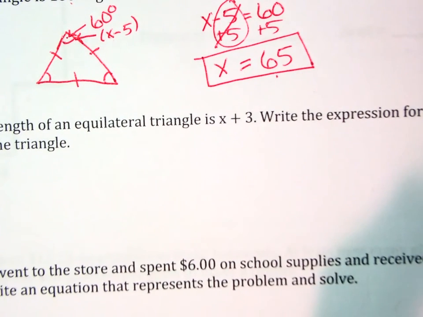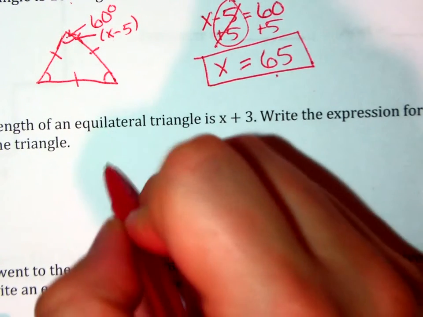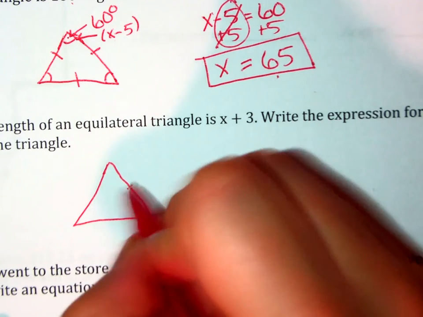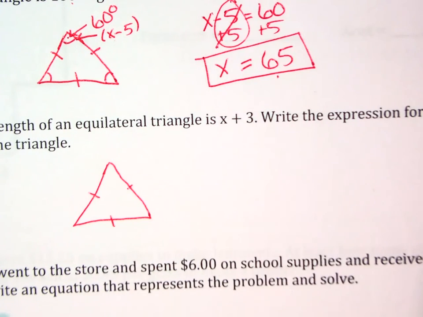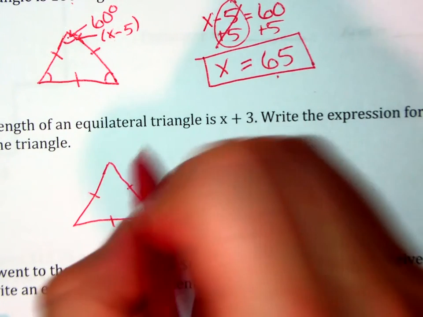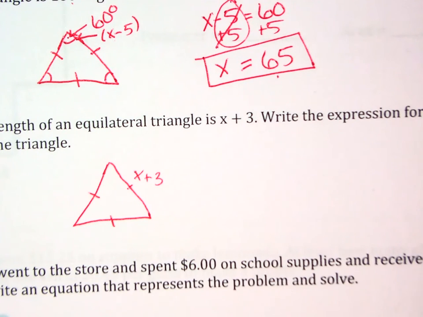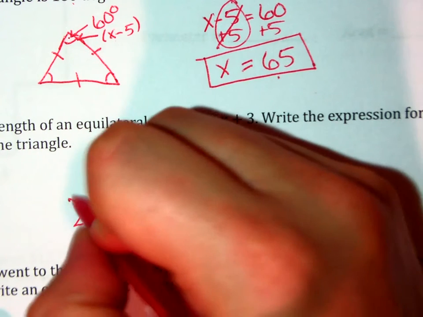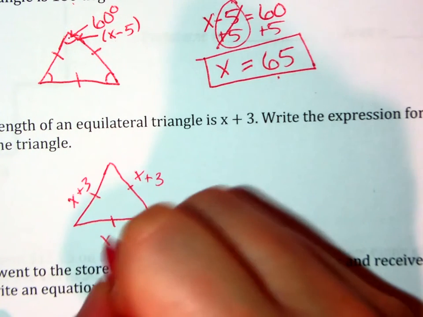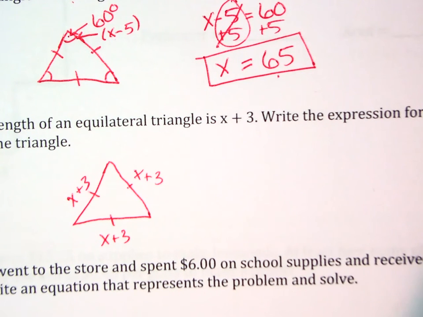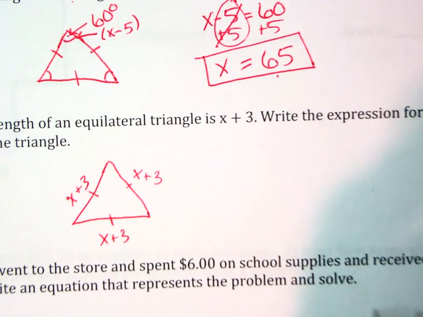Number 17, the side length of an equilateral triangle. Again, we're dealing with an equilateral triangle, so I know that all 3 sides are the same value. And it's telling me that one side is x plus 3. And if one side is x plus 3 and all 3 sides are the same, then I know that this side is also x plus 3 and my bottom side is also x plus 3. And so it's asking for an expression for the perimeter of the triangle.